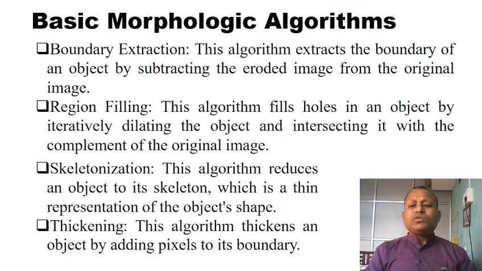Now, for the basic morphological algorithms, there are many important components. The most important component is boundary extraction. For any image, boundary identification is a very important part of digital image processing, and this algorithm extracts the boundary of an object by subtracting the eroded image from the original image.